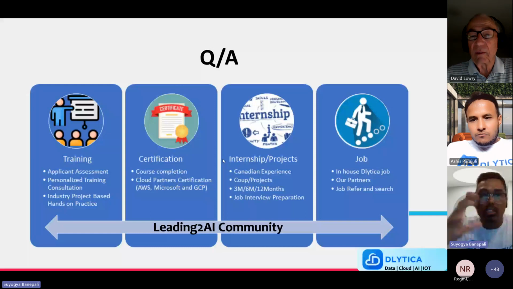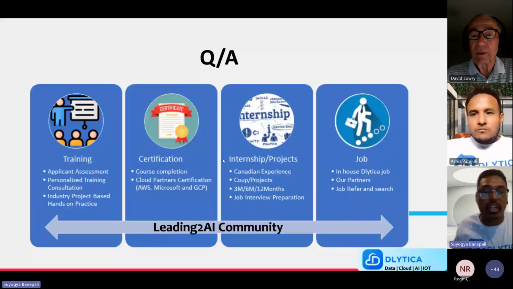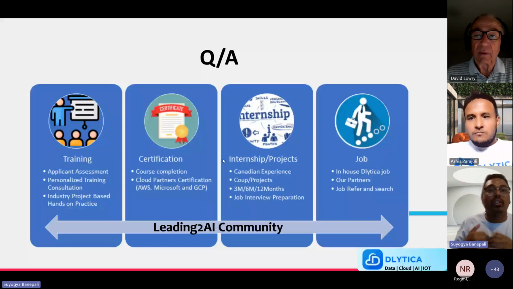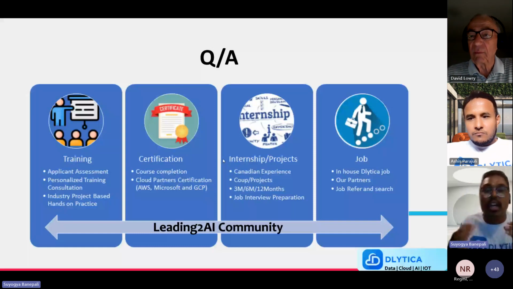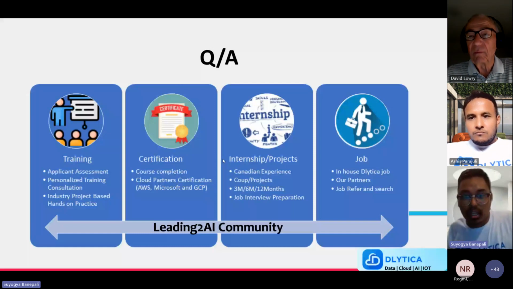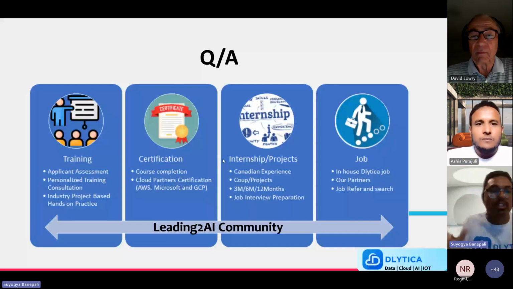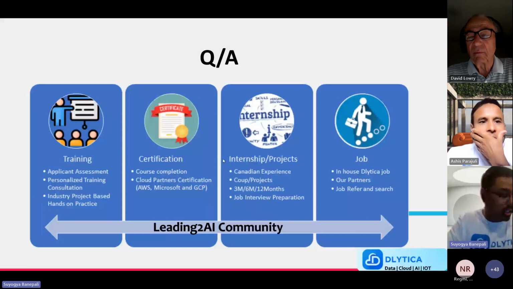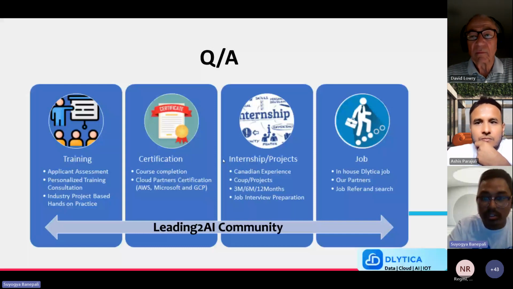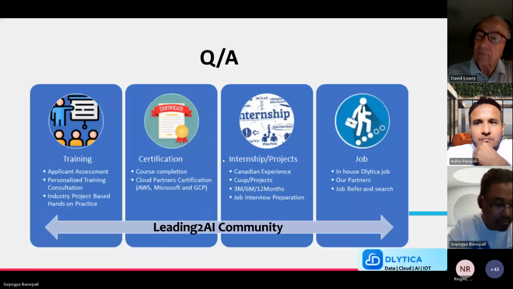And after all this, what is the purpose, right? The purpose is creating a leading AI community wherein you can come and ask questions again. You'll have mentors there to guide you again in the career path. So this is a kind of circle that we have created, and a community for that. So that's about it. Ashish or Nitish, do you want to add anything on that?